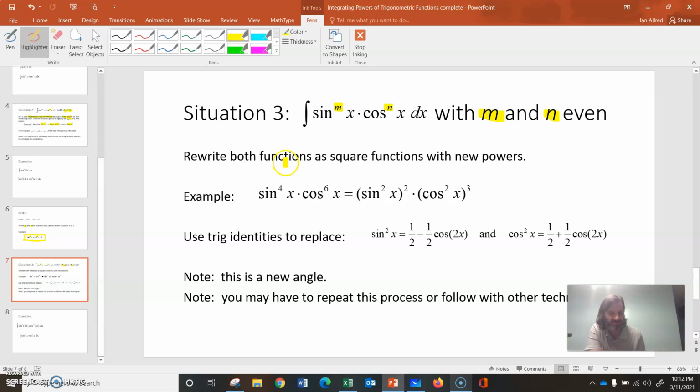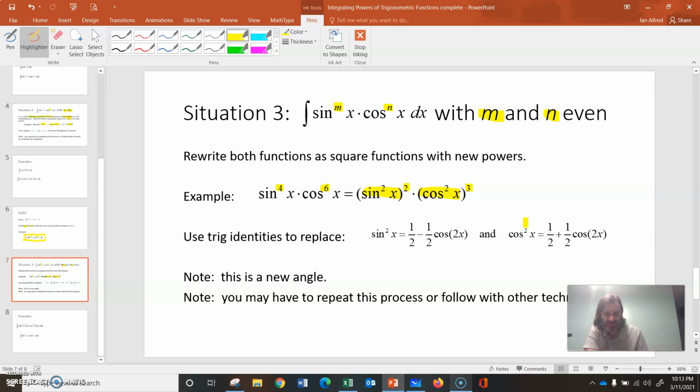And this is not a fun one, but what we're going to do is rewrite both as squares raised to a power. So my example here is sine to the 4th times cosine to the 6th. So I wrote this as sine squared for the 4th power and cosine squared cubed for the 6th power. So I wrote both of those as something squared raised to a power.